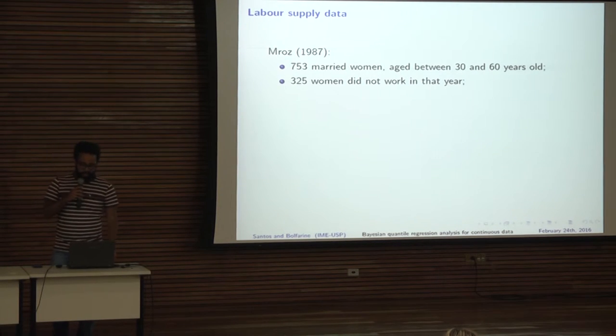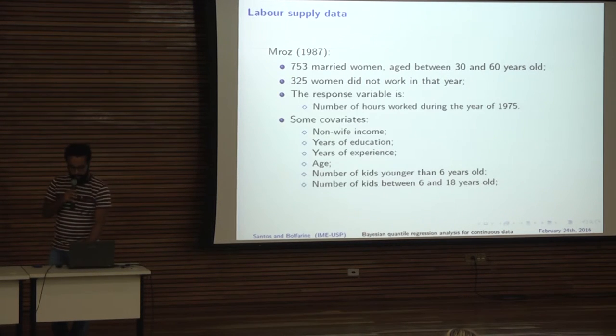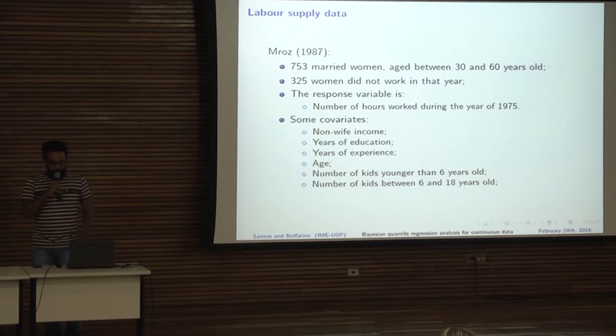The first application is a well-known data set in the econometrics literature, about labor supply data in Great Britain. It was first published by Mroz in 1987, and in this data set we find 753 married women, aged between 30 and 60, and among those women, 325 did not work that year, 1975. So the response variable here is the number of hours worked during that year.